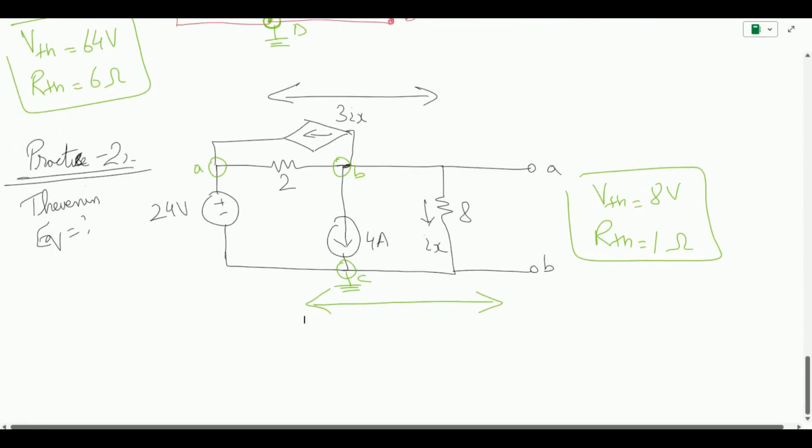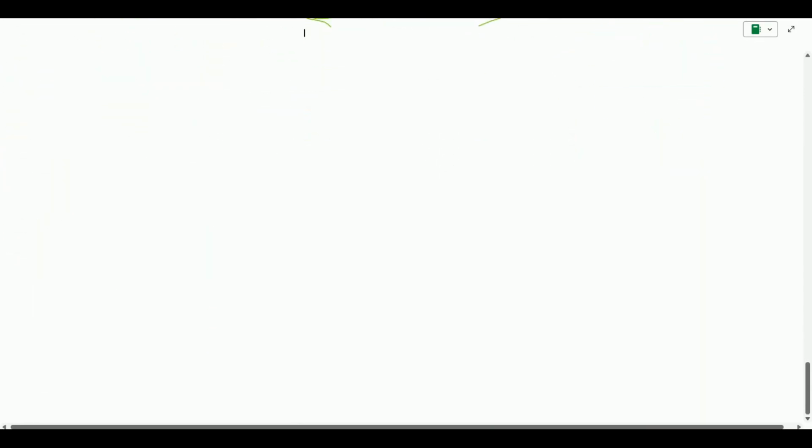Okay, finally coming to the last 2 topics of this chapter, and these are basically related to maximum power transfer and superposition principle. So what is maximum power transfer?